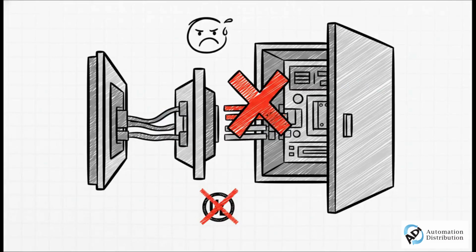I want you to really think about this scenario. Imagine it's Friday afternoon. The cutout is flawless, everything is wired up beautifully, but when you go to finish up, the back of the HMI hits the internal components and the cabinet door just won't shut.